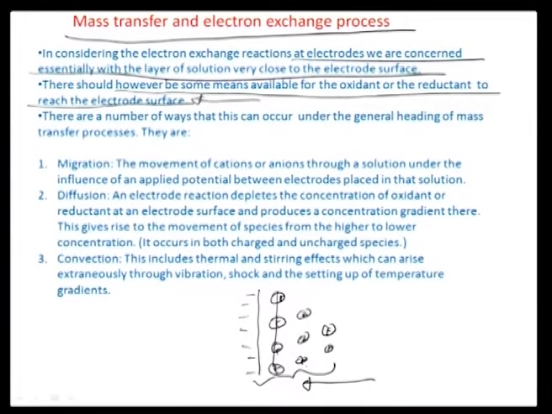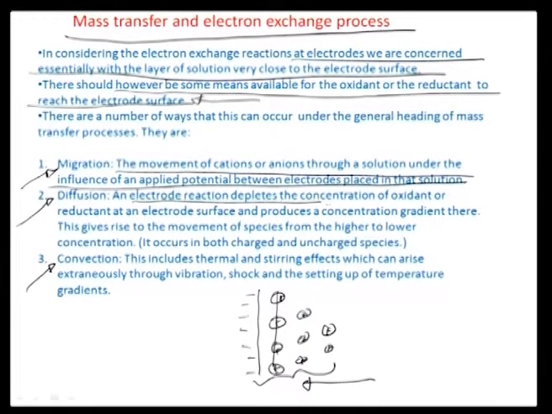The way that this is principally done is through three processes or three steps: migration, diffusion, and convection. Migration is the movement of cations or anions through a solution under the influence of an applied potential between electrodes placed in that solution. Migration automatically starts happening when the electrode just about touches the solution, and this is the reason for the double layer.